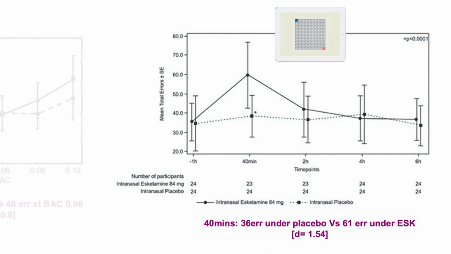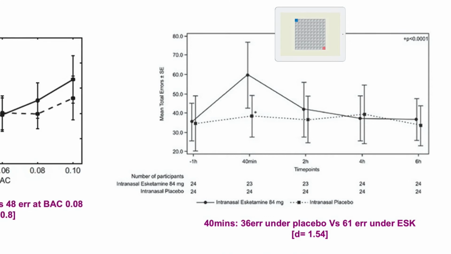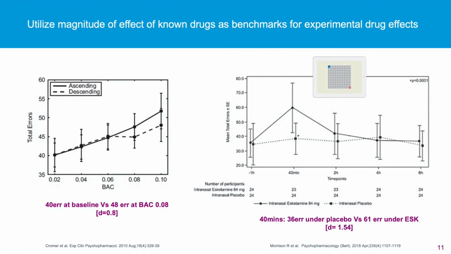In esketamine, at baseline, individuals were making about 34 or 35 errors before the drug, and after the drug, that increased to 61. So the effect of esketamine on the number of errors, or on purposive behaviour as measured by the maze, was much greater than the effect of alcohol at the level of 0.08, that level that as a society we would prefer that you weren't driving. And so we can start to understand aspects of the importance of the effect.